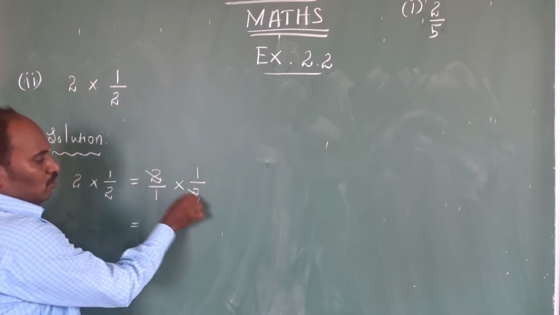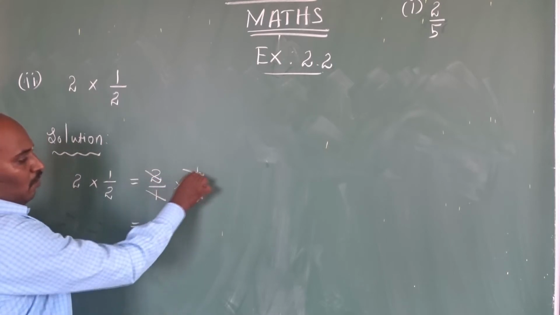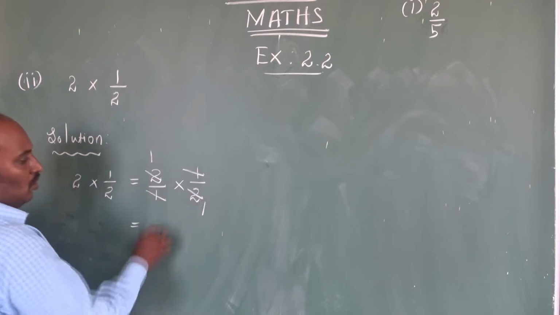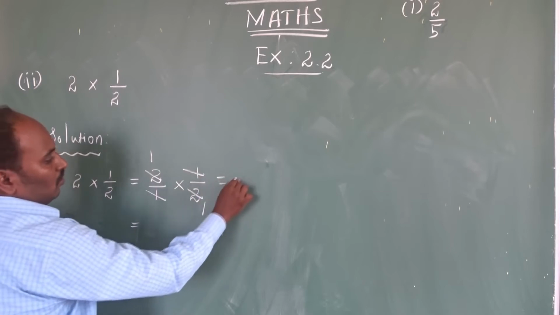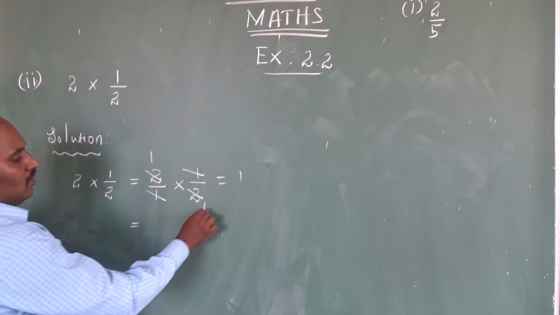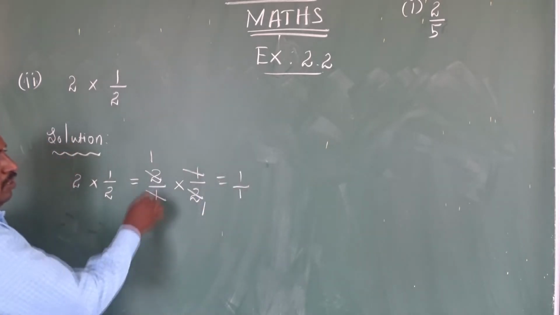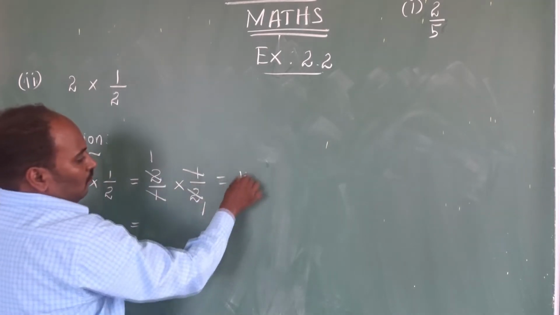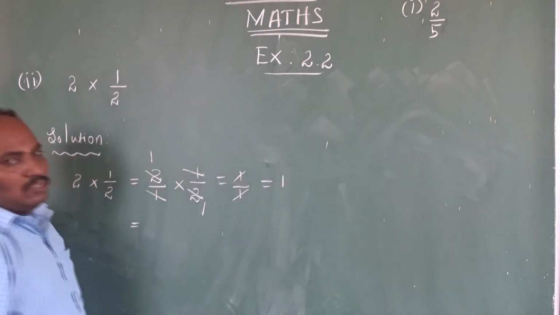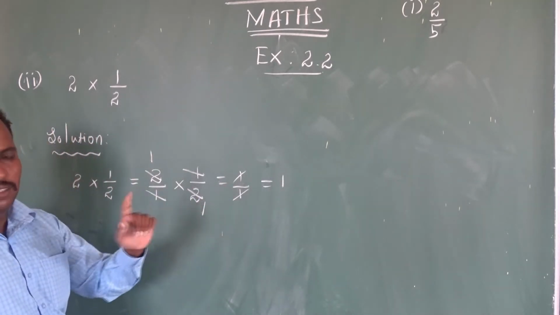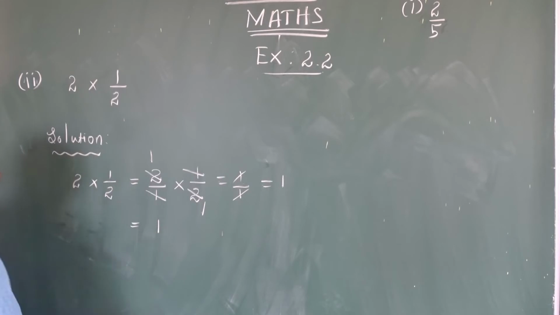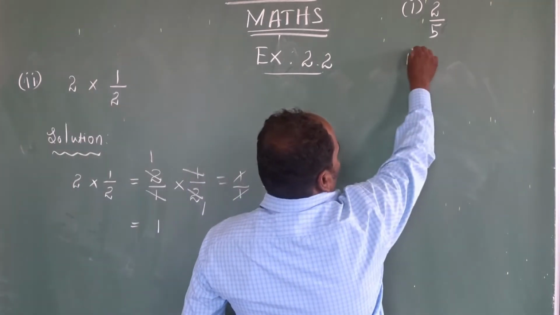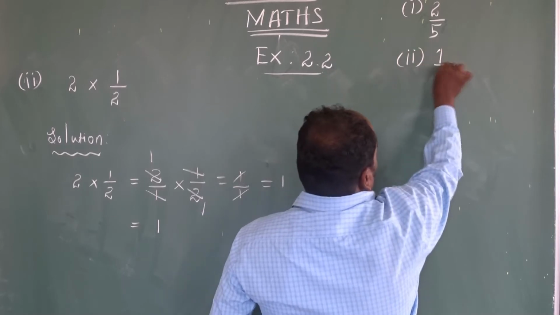We cancel 2 and 2, and 1 and 1 remain, because 1 into 2 is 2. 1 into 1 is equal to 1. 1 divided by 1 is equal to 1. So our answer is 1. The second one is 1.